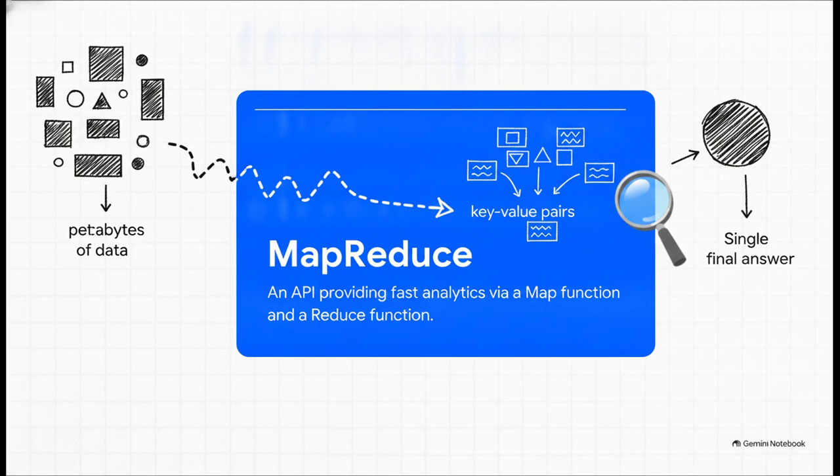MapReduce solves this with a truly revolutionary concept. Instead of sending the massive data to the processing program, it sends the processing program directly to the data. It divides the job into two phases. The map function sorts and filters the local data into key-value pairs.